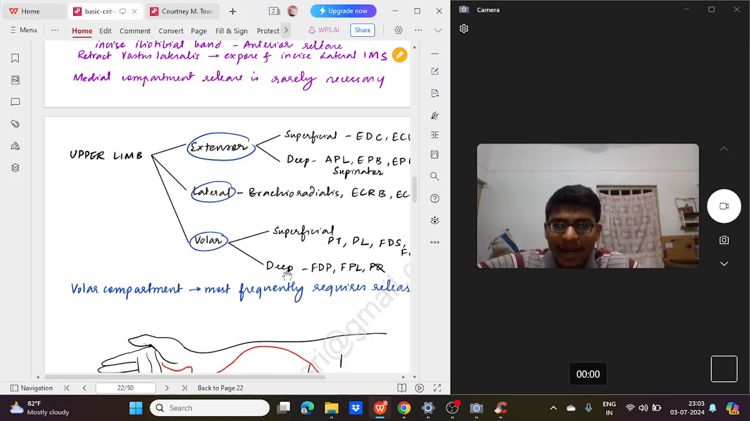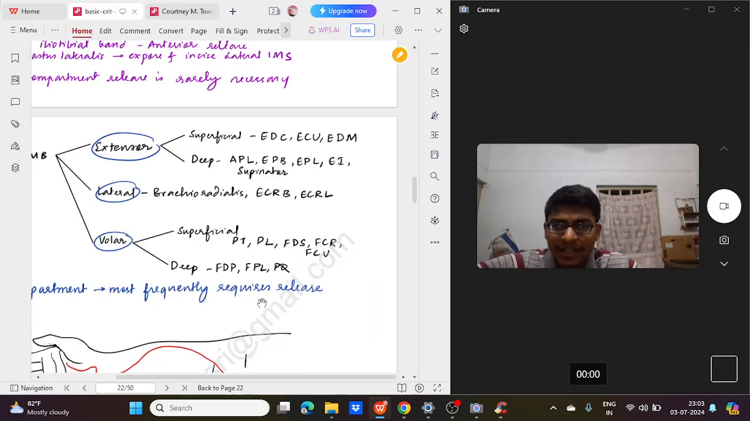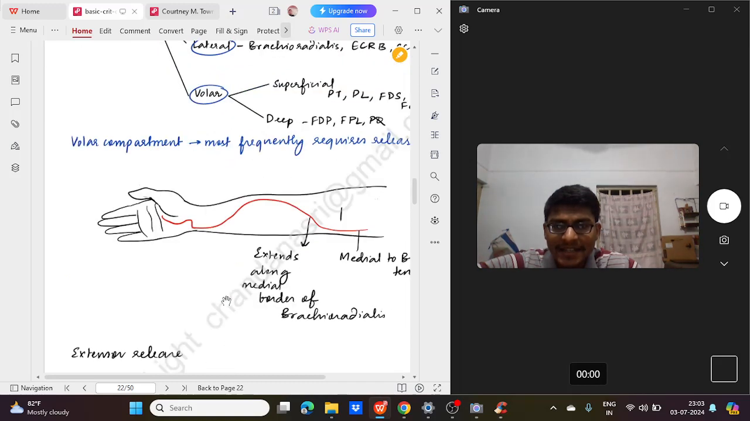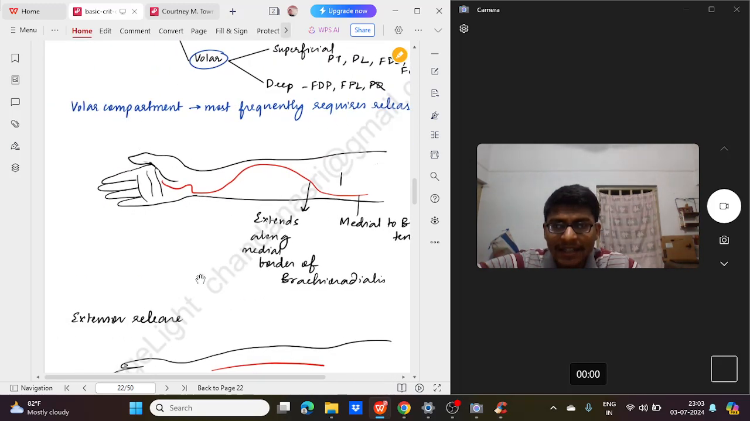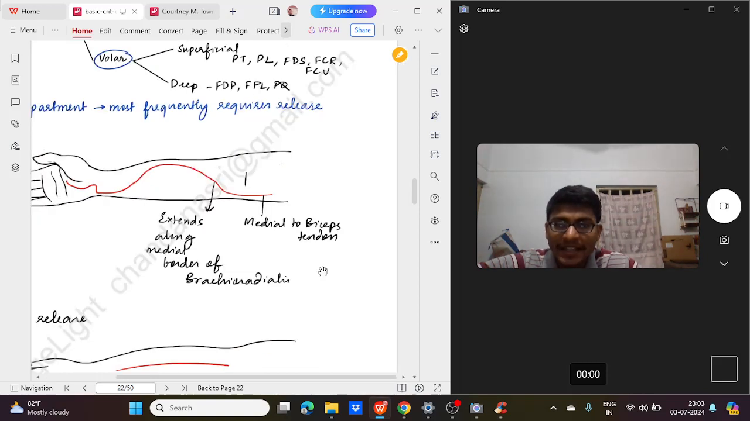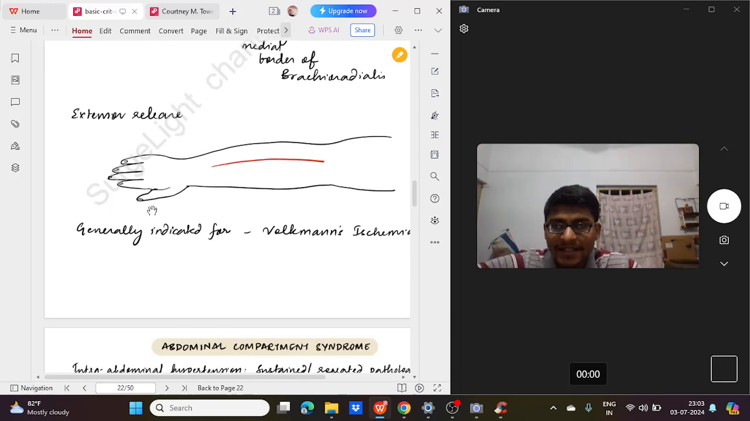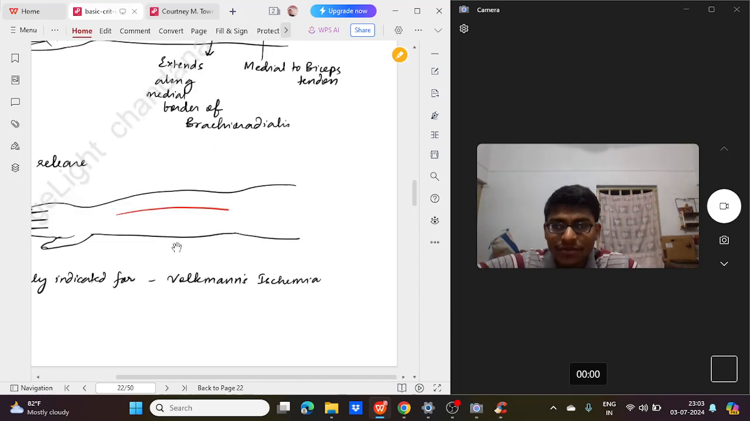The most common compartment requiring incision is the volar or flexor compartment, which requires release. This is the incision technique we can see in the diagram, extending along the medial border of the brachioradialis and medial to the biceps tendon. In case it is needed, the extensor release is given in this format, commonly used for Volkmann ischemia.